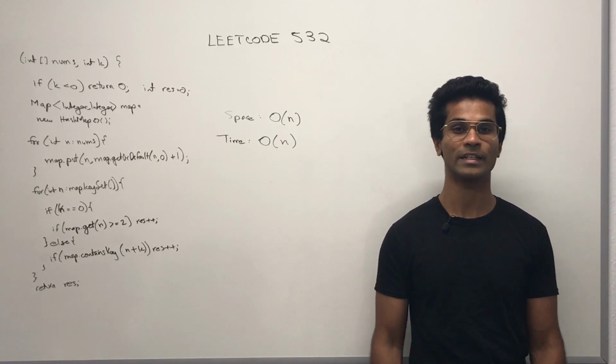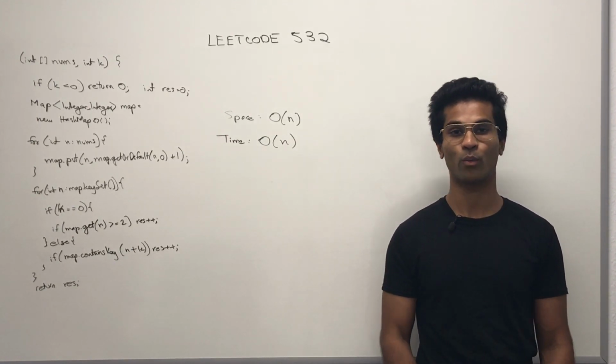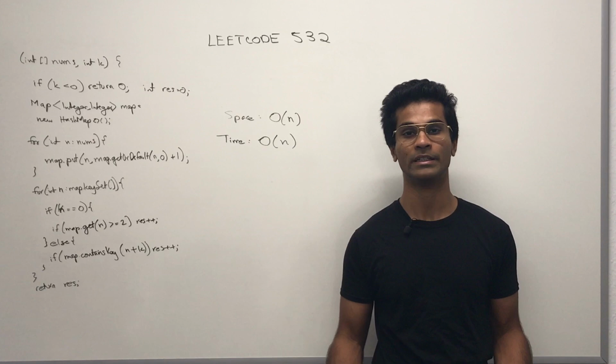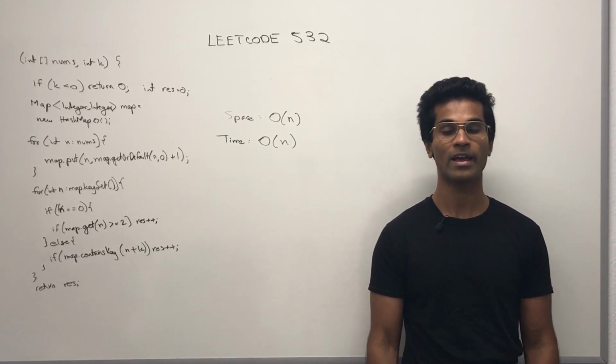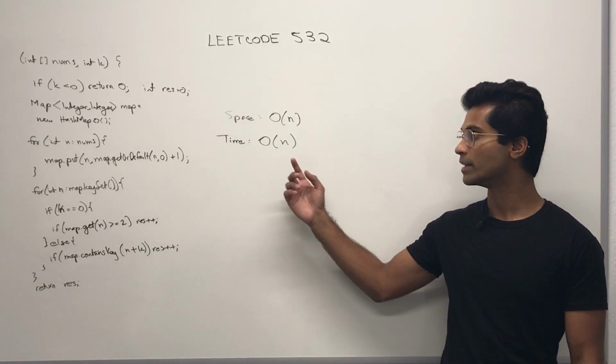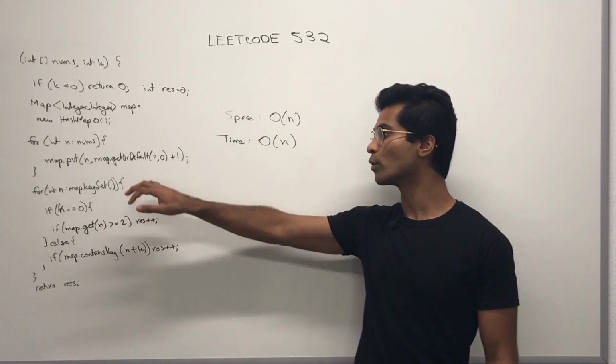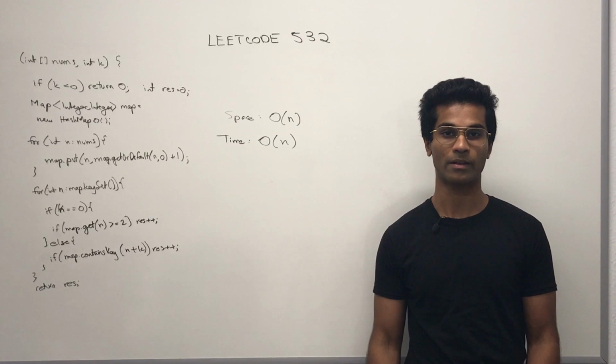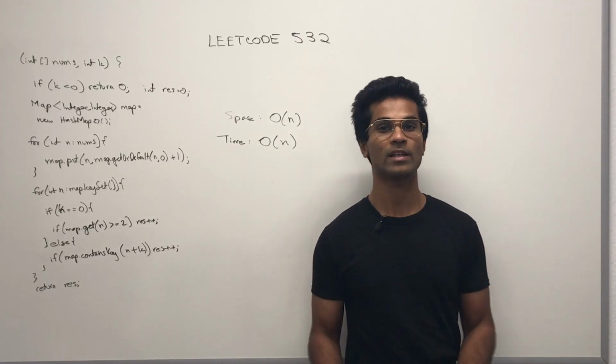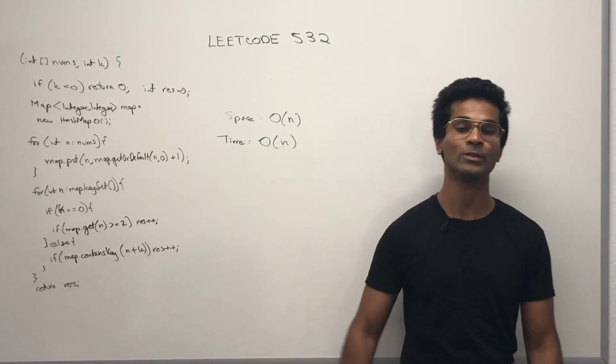The space complexity is going to be O of n, because in the worst case, we might have a high cardinality and we have unique numbers in the array, and we pick up every single one into the map. The time complexity is going to be O of n as well because we go through every single number in the array. So that's how you solve Leetcode 532.